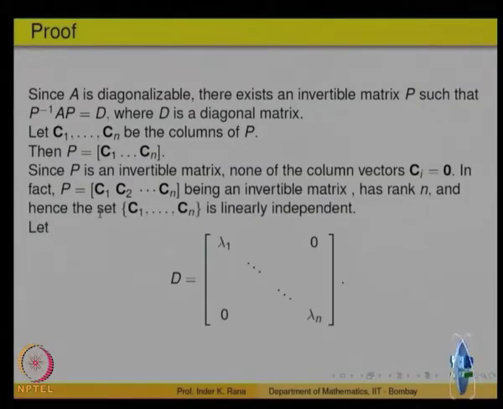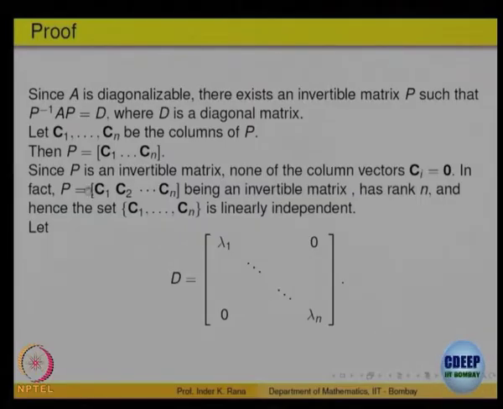So, let us define D to be the matrix with the diagonal entries lambda 1, ..., lambda n, and everything else 0. We are given P and we are given D, and C1, C2, ..., Cn are the column vectors of P. We want to check that lambda 1, lambda 2, ..., lambda n are the eigenvalues and C1 to Cn are the corresponding eigenvectors.